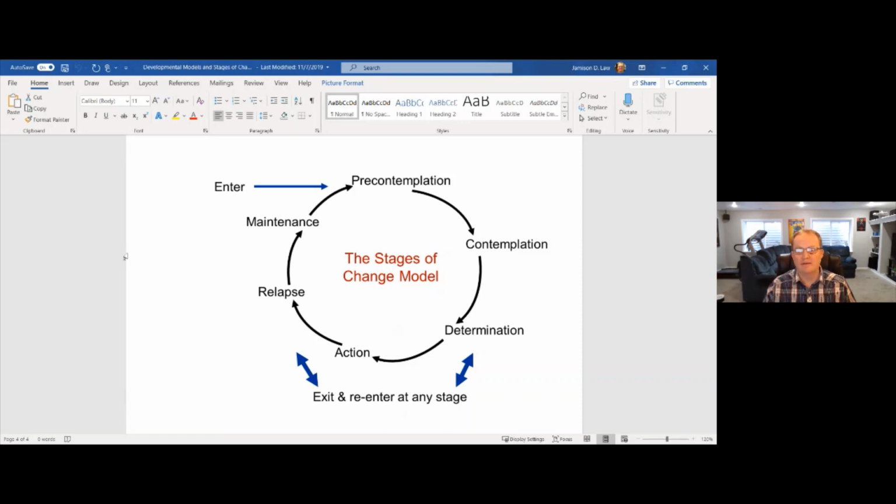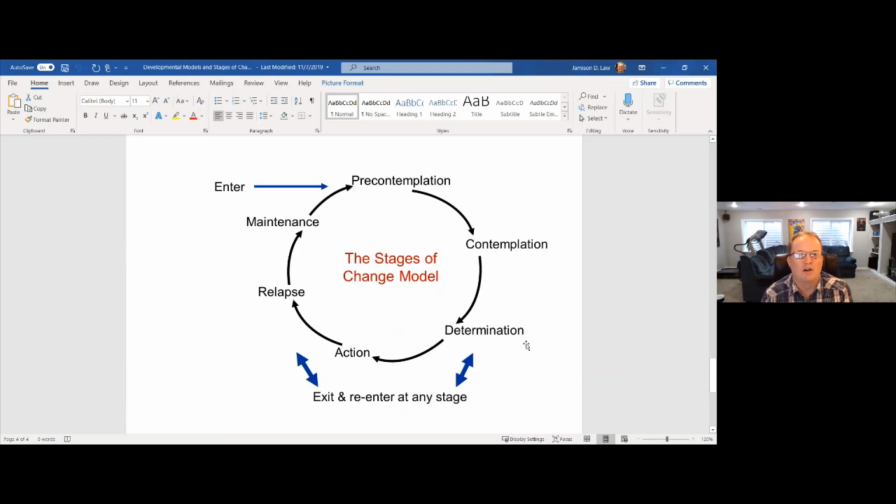Pre-contemplation is when the client has no clue that there's really a problem. That means they're not even thinking about it. It's just not there. Those of us on the outside look at it and go, yeah, there's a problem. But they're not there yet. Contemplation is that point where they start to recognize there's something going on. Determination, moving towards action. This is where the fun starts to happen.